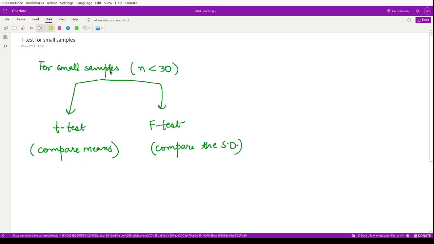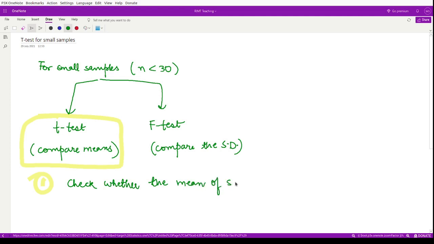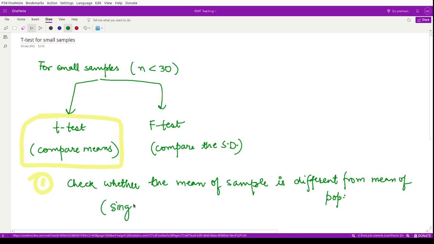So today here we first of all will look at the t-test. So here what you may do, you may either check whether the mean of sample is different from the mean of population. So basically we will check this for the single mean, right? When you have only one sample.